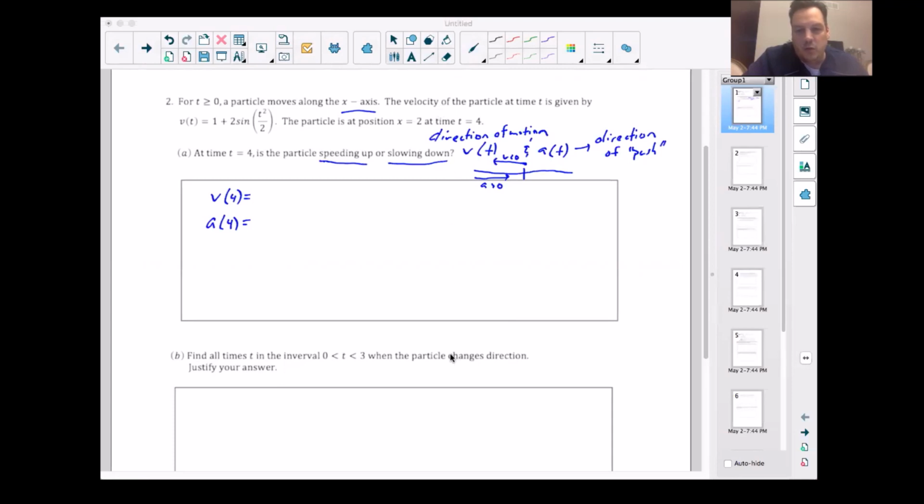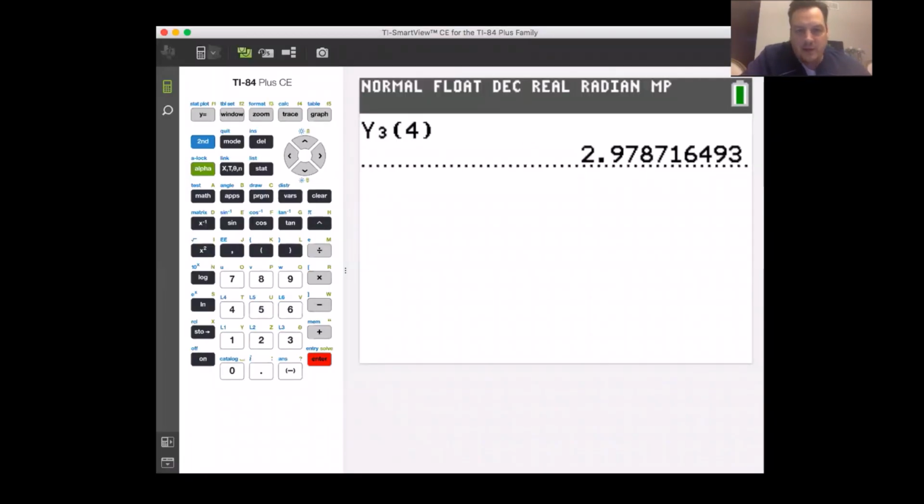If we go down to Y3, then when I make a parenthesis and put a 4 here, this is going to evaluate for us exactly what V of 4 is. And I just realized as I was doing that, I was still showing my AP problem and not my calculator. So this is my Y3 of 4. It's about 2.9787.